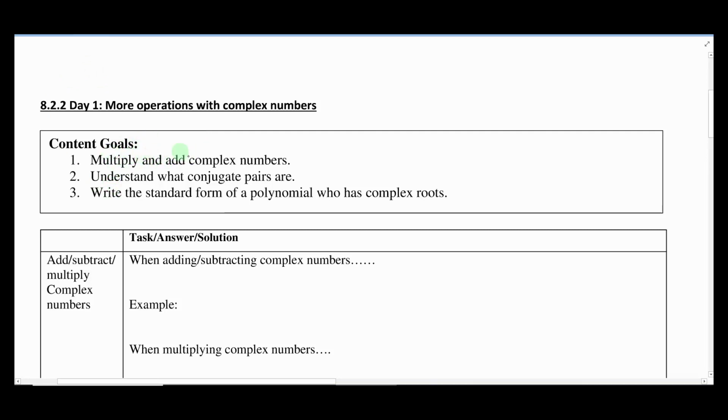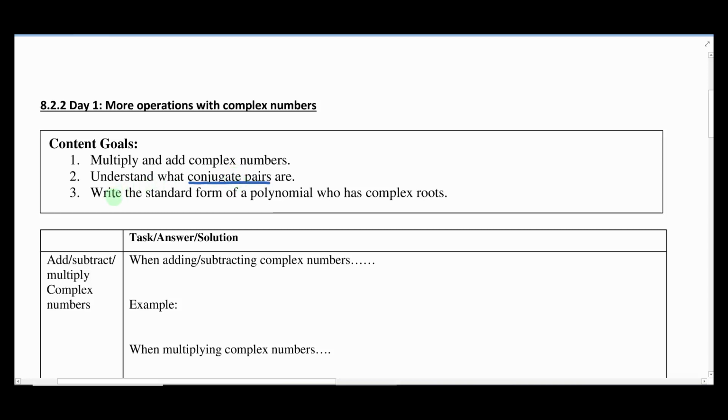We want to learn how to multiply and add complex numbers, and we're going to be talking about complex numbers that are multi-part, so binomial type complex numbers. I'm going to show you some of the nuances associated with those two operations. Then we want to understand what conjugate pairs are. This is a brand new word we haven't seen before. So we'll talk about those, make sure you understand what a conjugate pair is, and look at their properties.